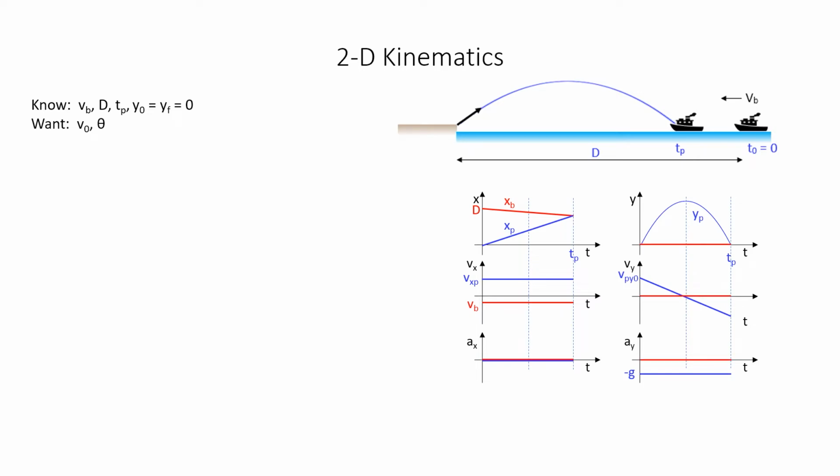The velocity, acceleration, and position are all 0 for the boat in the y direction because it isn't moving upward or downward.